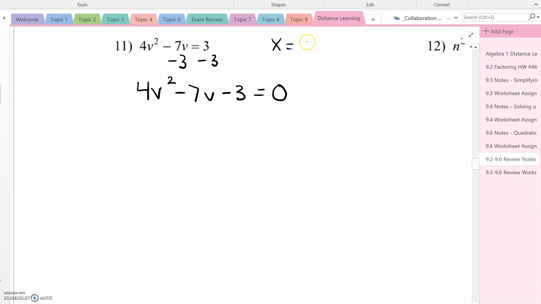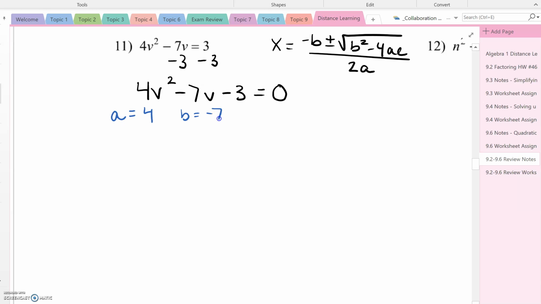Now our quadratic formula, I'm going to write up here: negative b plus or minus the square root of b squared minus 4ac all over 2a. Let's go ahead and label our a's, b's, and c's. So here, our a is the number in front of the v squared, so it's a 4. The b is the number in front of the v, so it's a negative 7. And the c is the number completely by itself, so it's the negative 3.